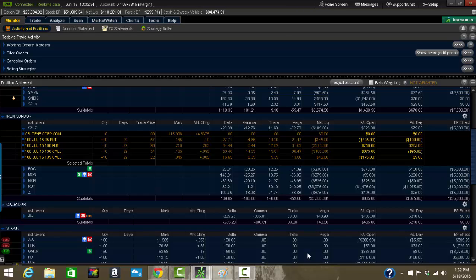What the mark price is, so I can compare the differences. All right. What the mark changes. This is what it has moved or changed today. Delta, gamma, theta, vega for every individual leg. Also, the white line up here is the total for the spread. That's a more important number. Net liquidation. This is an important characteristic. This is an important thing to know.